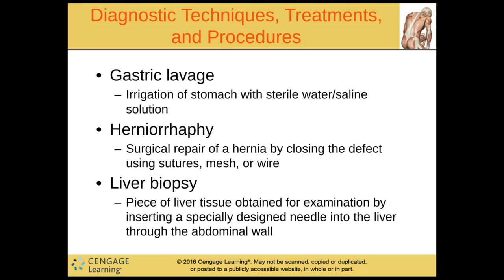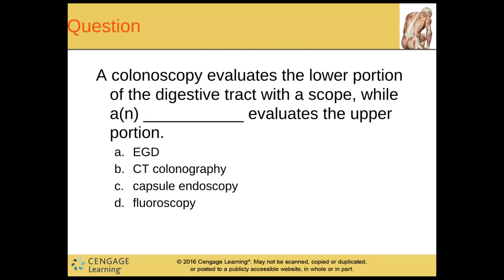A gastric lavage. So this is an irrigation of the stomach with sterile water or saline. And then we have a herniorrhaphy, which is a surgical repair of a hernia by closing the defect using sutures, mesh, or wire. A liver biopsy. So this is when a piece of the liver tissue is obtained for examination by inserting a specially designed needle into the liver through the abdominal wall.